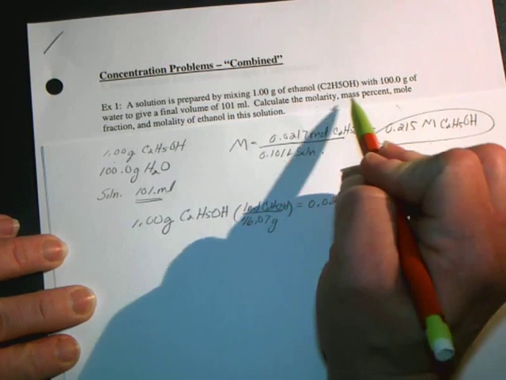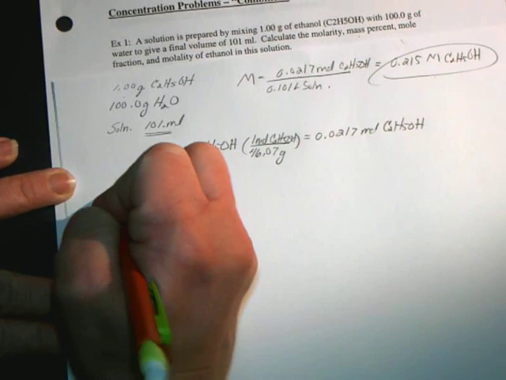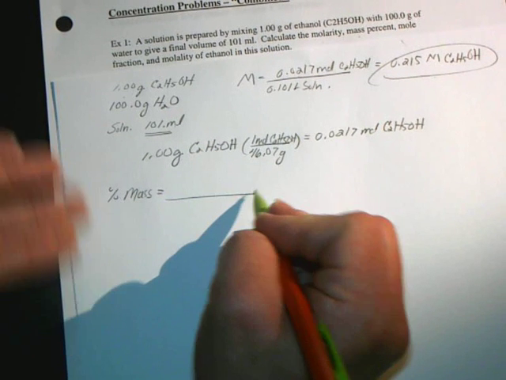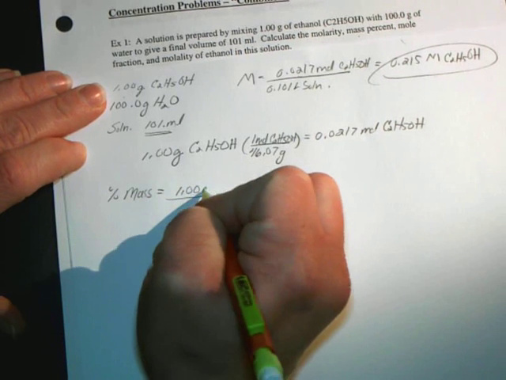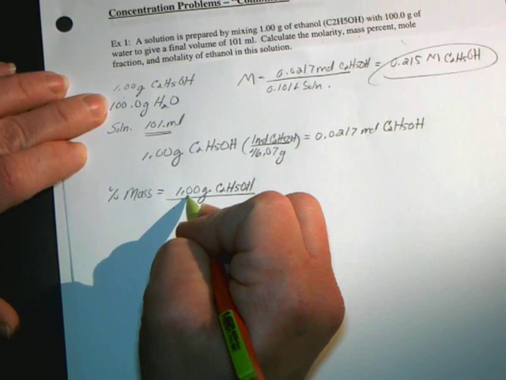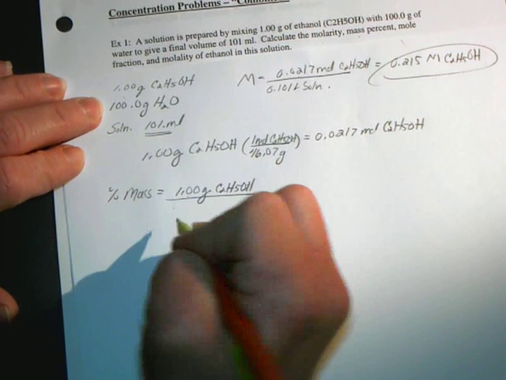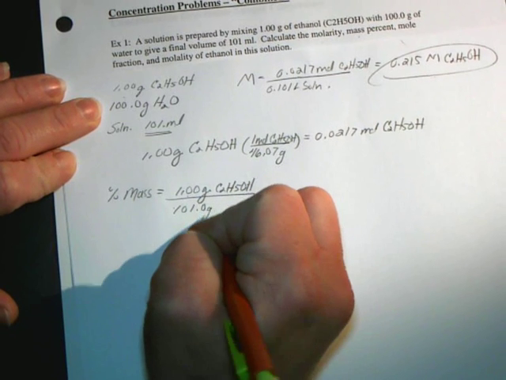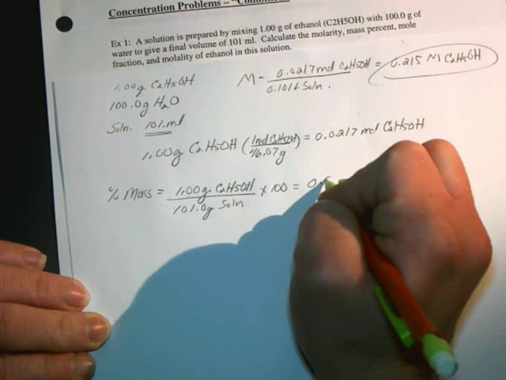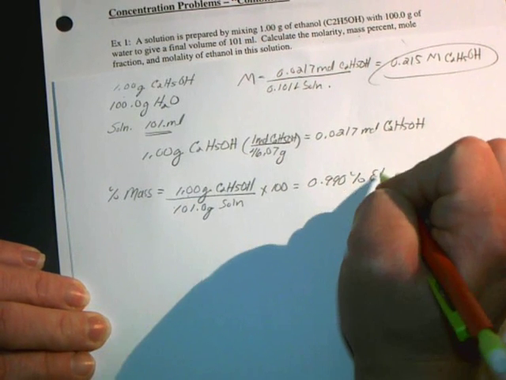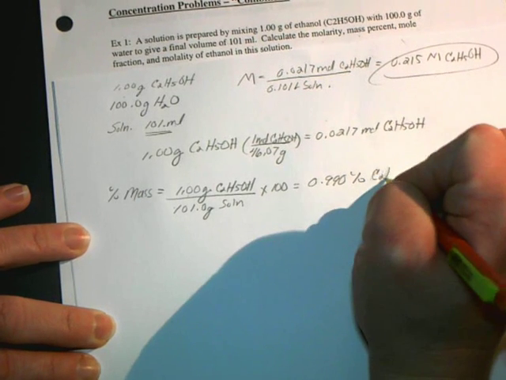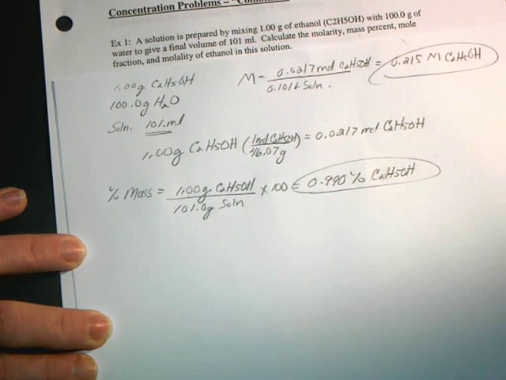All right, next, mass percent, which would be the mass of the solute over the mass of the entire solution. So we're given 1 gram of the solute divided by 1 gram of the solute plus 100 grams of the solvent, so collectively 101 grams completely of the solution, times 100, and that gives us 0.990% of our ethanol, which would be most appropriate to show the chemical formula. All right, 2 things down.